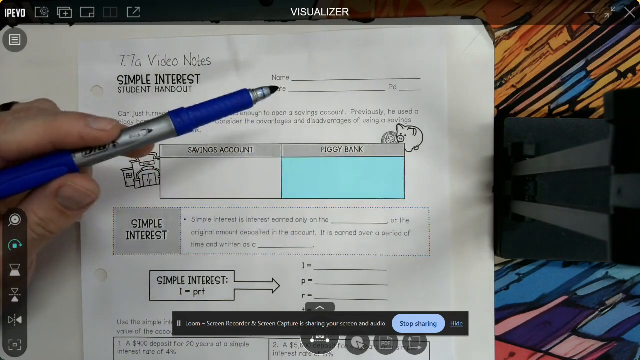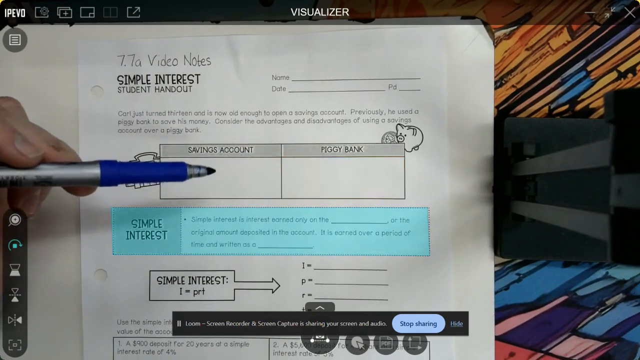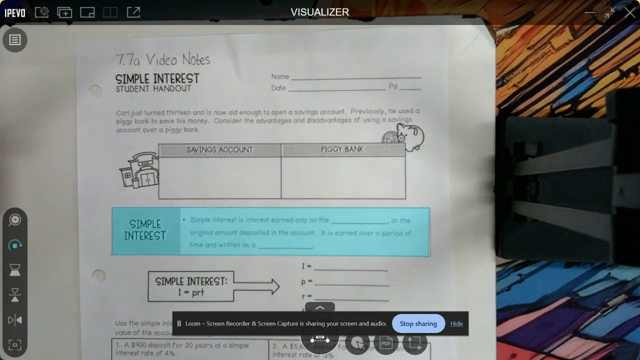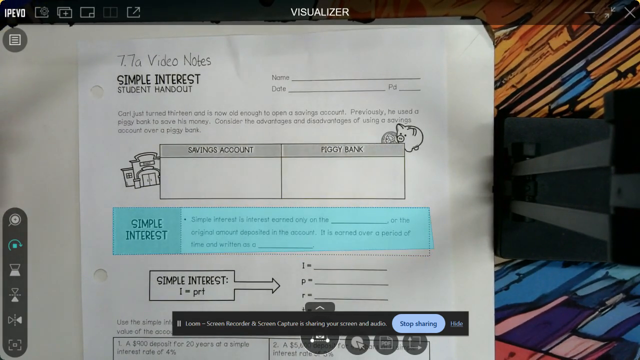If you just put your money physically into a piggy bank, what do you think the advantages or disadvantages would be to have your money in a savings account versus a piggy bank? Go ahead and brainstorm. You don't need to write anything yet. Just brainstorm for right now.